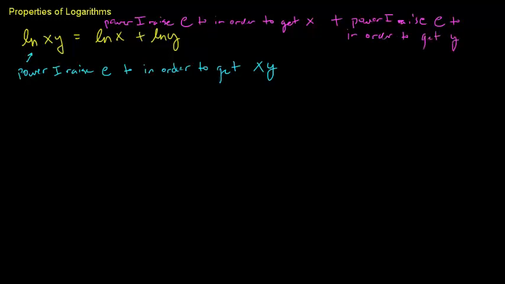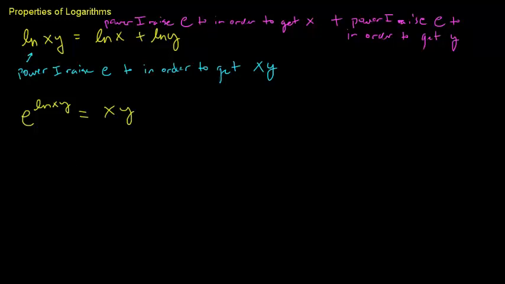Alright, so what we're going to do next is a very useful technique, and it's one that I think you'll see comes up over and over again. So what we do is we actually take this power and then we'll raise e to that power. So we raise e to the natural log of xy. What does this evaluate to? Well, we're raising e to the power that will give me xy. So e to the natural log of xy is just xy.